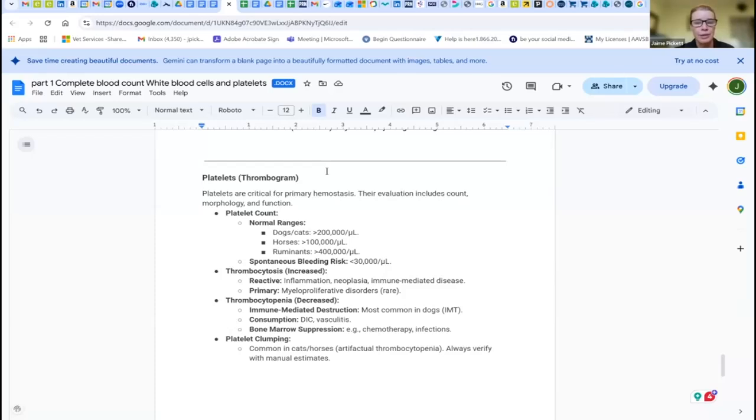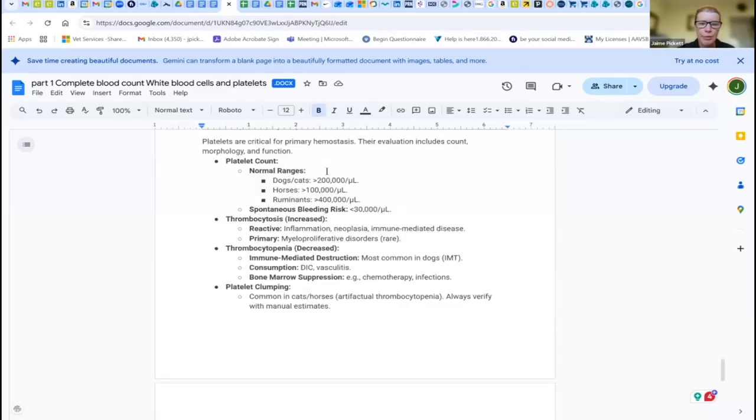The normal platelet ranges vary by species, but as a rule, spontaneous bleeding risk goes up significantly once platelets drop below about 30,000 per microliter. Thrombocytosis is usually reactive. The body is producing more platelets in response to inflammation, neoplasia, or immune-mediated disease. True platelet neoplasia is extremely rare. So don't jump right to neoplasia because it's not common.